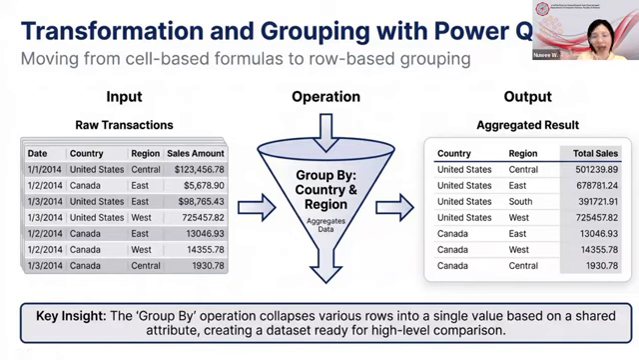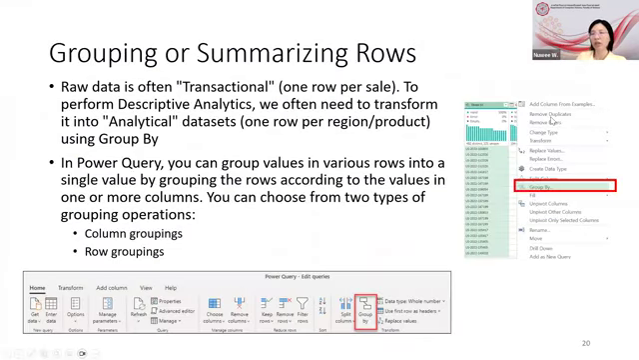So the group by collapses or compresses several rows into just a single value based on the shared attribute, in this case, country and region, so we can have a higher level of granularity to be compared. Now, raw data is often transactional, but what you want from descriptive analytics needs to be analytical and coarser. Maybe not one row per sale, but one row per region or per product using group by.